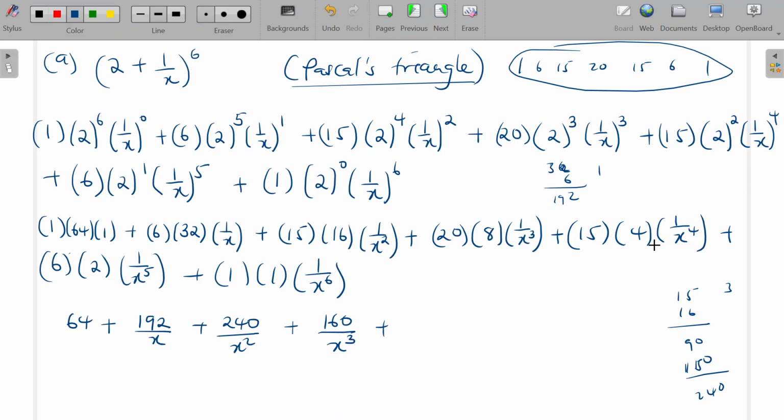Then plus 15 times 4, that's 60, so 60 over x to the power 4. Then plus 6 times 2, that's 12, so 12 over x to the power 5. Then plus 1 times 1, giving 1 over x to the power 6. That's what you get when you use Pascal's triangle. Are we together?